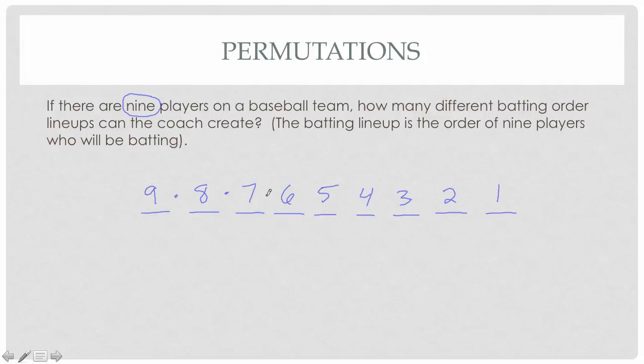And if I use my multiplication counting principle, I can multiply all those together. And let's see what we get. 9 times 8 times 7 times 6 times 5 times 4 times 3 times 2. There are 362,880 different batting lineups, different ways to choose someone first, second, third, fourth, fifth, sixth, seventh, eighth, and ninth, with just my 9 players. It's a great permutation problem.